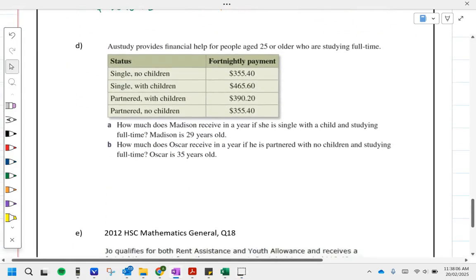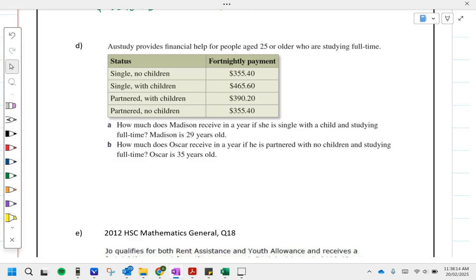Okay, question D. Study provides financial help for people aged 25 or older who are studying full-time. How much does Madison receive in a year if she is single with a child and studying full-time? Madison is 29 years old. So, single with a child. Fortnightly payment is $465.60. How much does she receive in a year? So we just need to multiply that by 26.